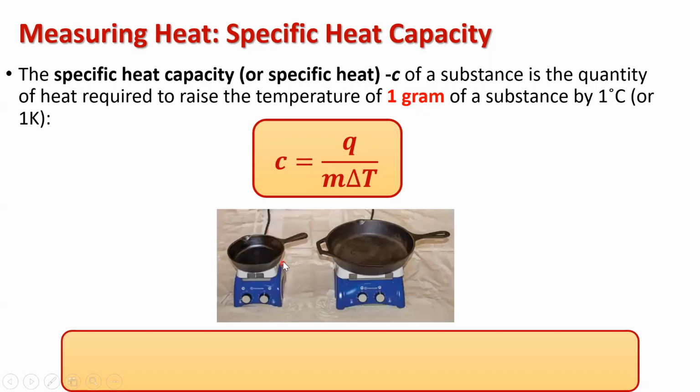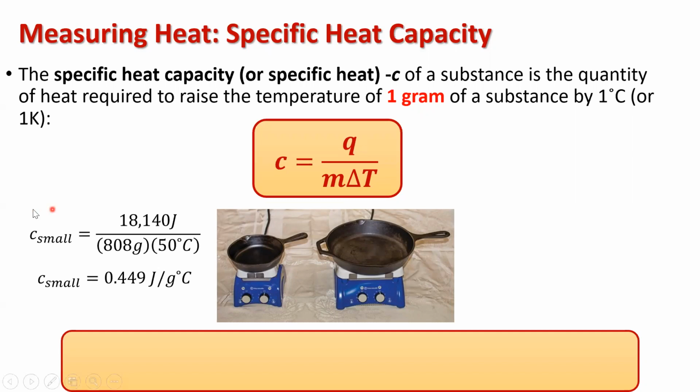So let's look at the same scenario. We have our 2 pans, and we're going to warm up those 2 pans, and we're going to change the temperature 50 degrees total. And we want to calculate the specific heat capacity. Well, we take the amount of energy that the small pan needed to warm up 50 degrees, and we divide it by the mass of the small pan. And we get a specific heat capacity of 0.449 joules per gram degree Celsius.